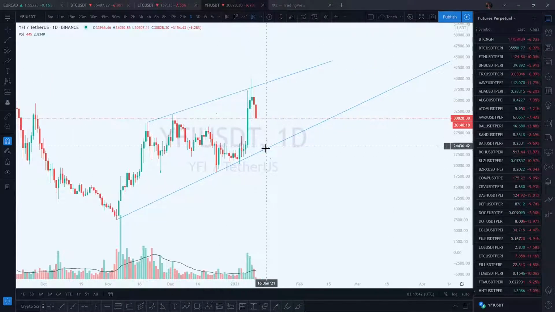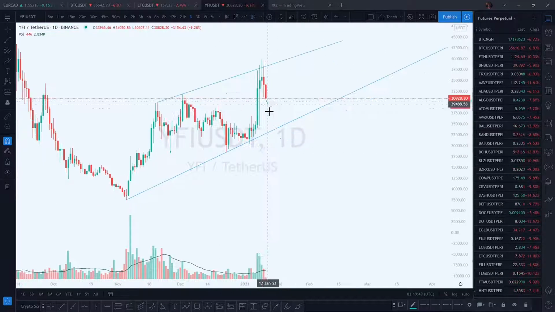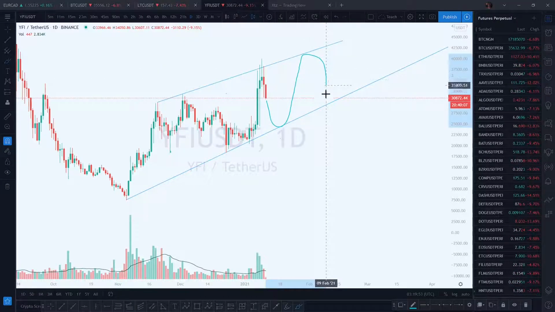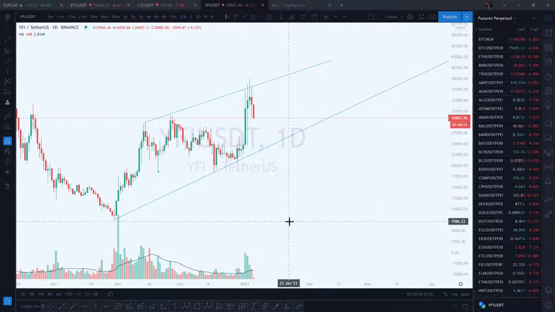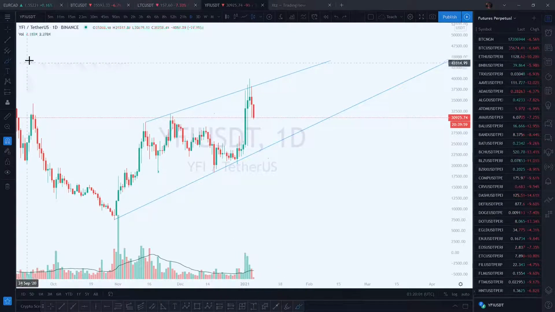But probably it won't break as it is coming down. It will probably come to this level, find a support to the upside, and probably come to break it, then retest and move to the downside. So there are scenarios, right? I'm trying to identify the scenarios which may play out.